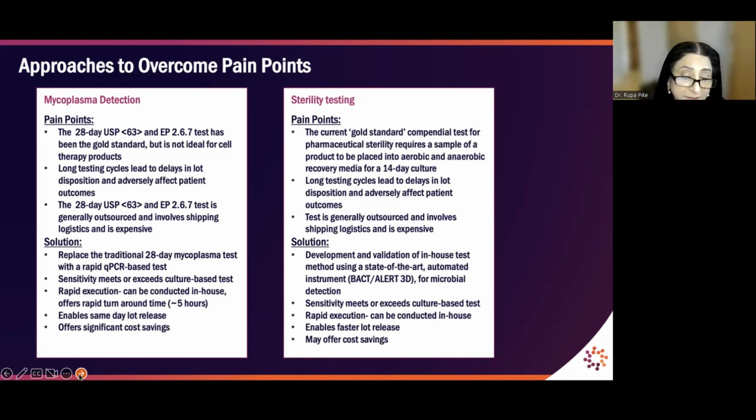The solution is to replace the 28-day mycoplasma test with a rapid qPCR-based test. This test can be easily performed in-house in 5+ hours, which enables same-day lot release if necessary. Its sensitivity meets or exceeds culture-based tests, and it can offer significant cost savings. And currently, there are companies that provide this qPCR-based test, and these are very commonly used by the FDA and many of the sponsors and manufacturers as well.